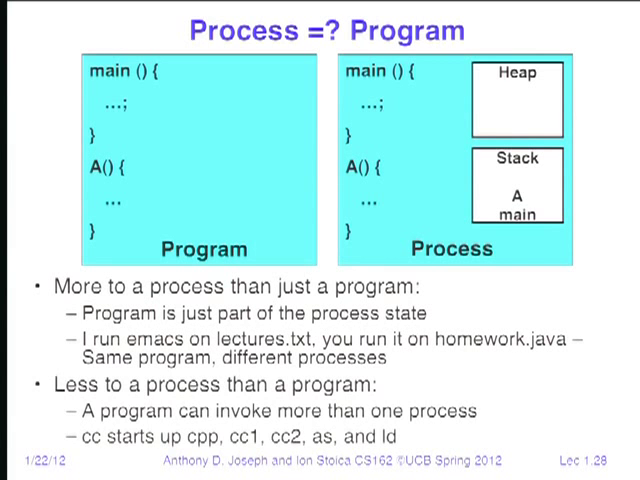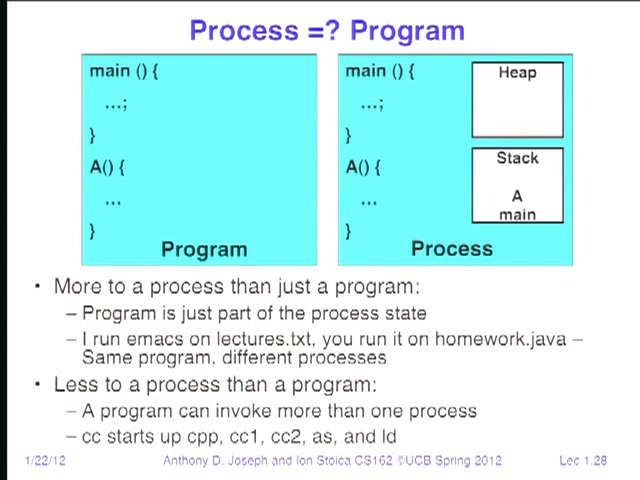But then there's less to a process than there is to a program, because a program can invoke multiple processes. For example, when you type GCC, the first thing the C compiler does is invoke the C preprocessor. Then it invokes the first pass C compiler, then the second pass C compiler, then the assembler, and then the loader. Each of those is a separate process that's being invoked by one program.